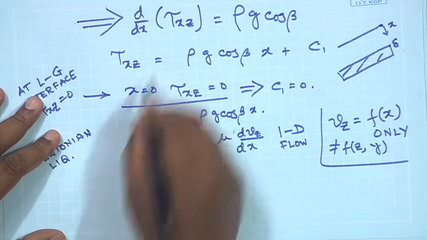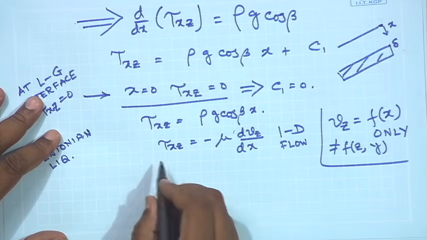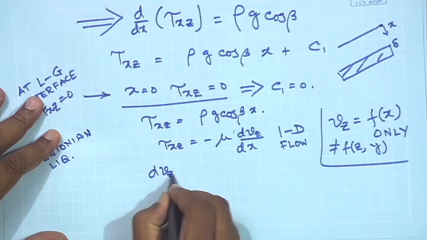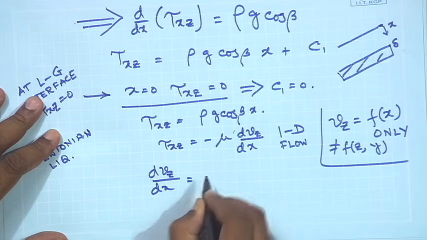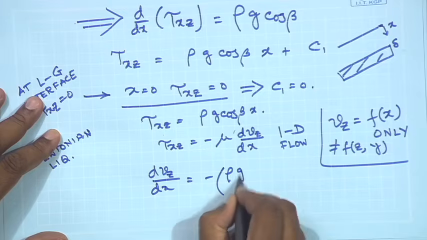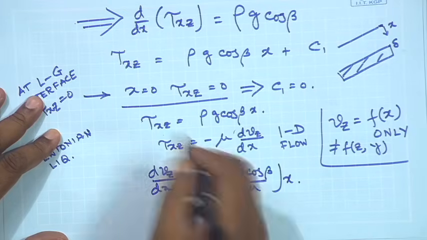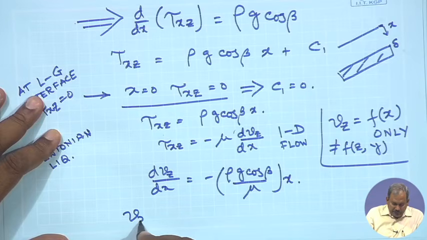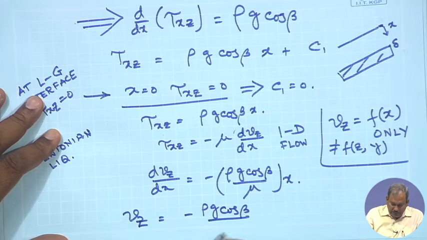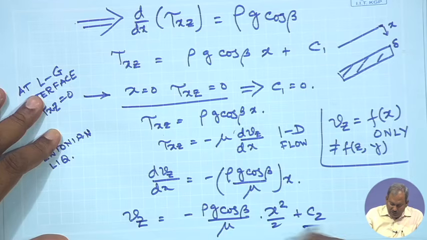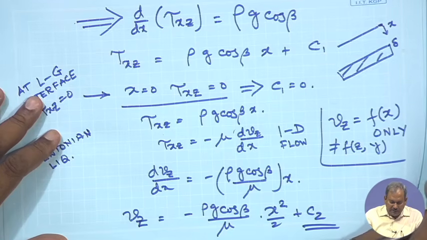So when you substitute it in here, what you are going to get is dvz by dx is minus rho g cos beta by mu times x. You integrate it once again, you get vz equals minus rho g cos beta by mu times x square by 2 plus C2, where C2 is another integration constant.